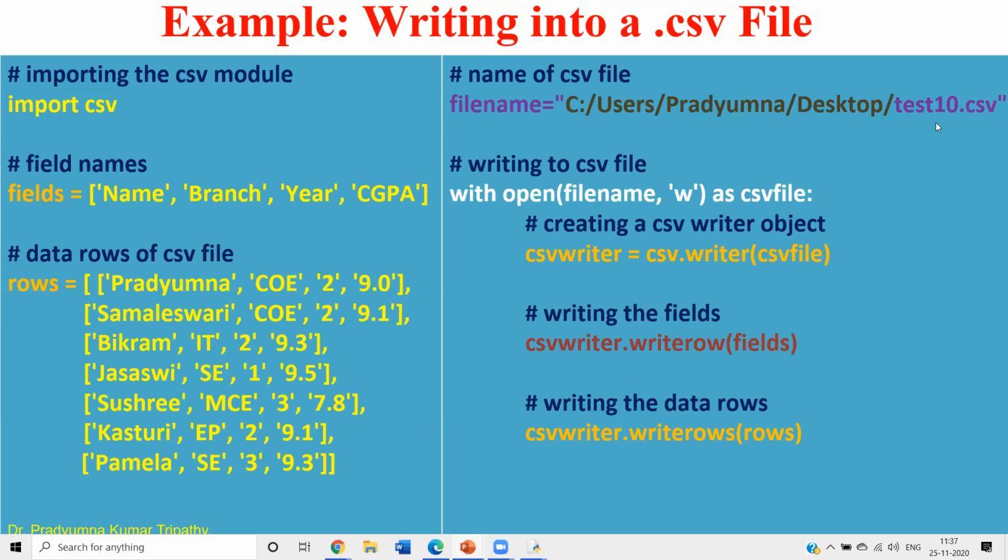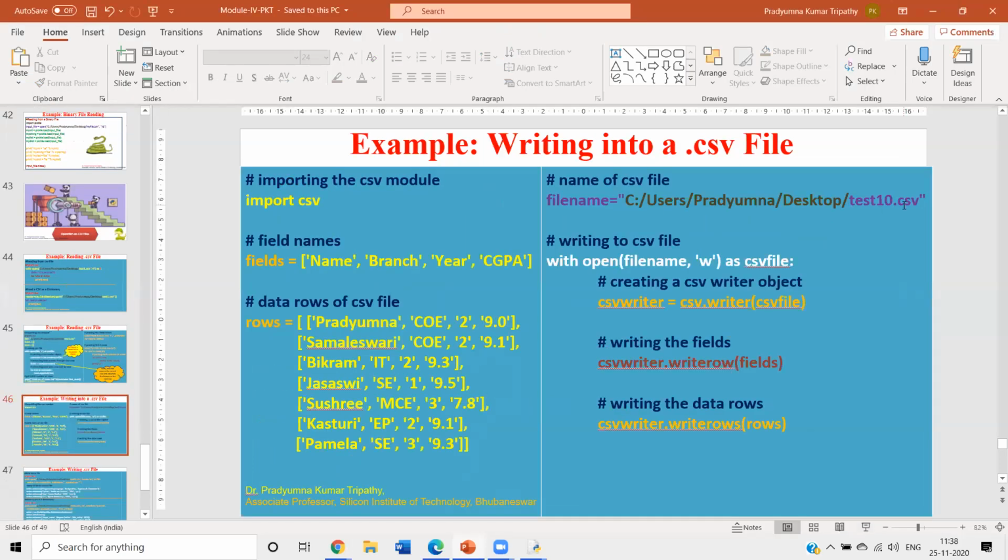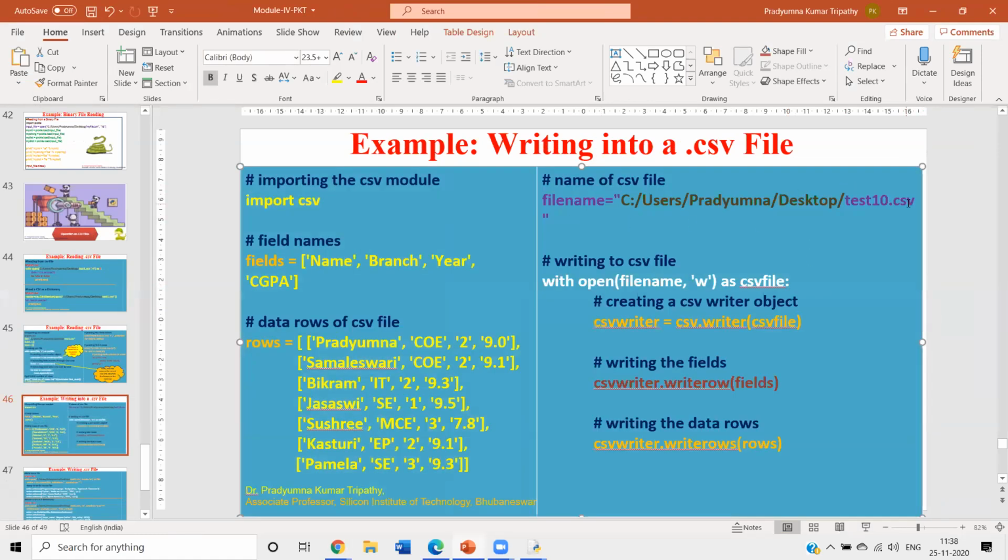Correct? So the file is opened with open. This file is open for writing. I must write W, I forgot it. So it has to be written as the file name, comma, W. I forgot to write it. Let me write it. So this has to be open, and this is to write. Correct.